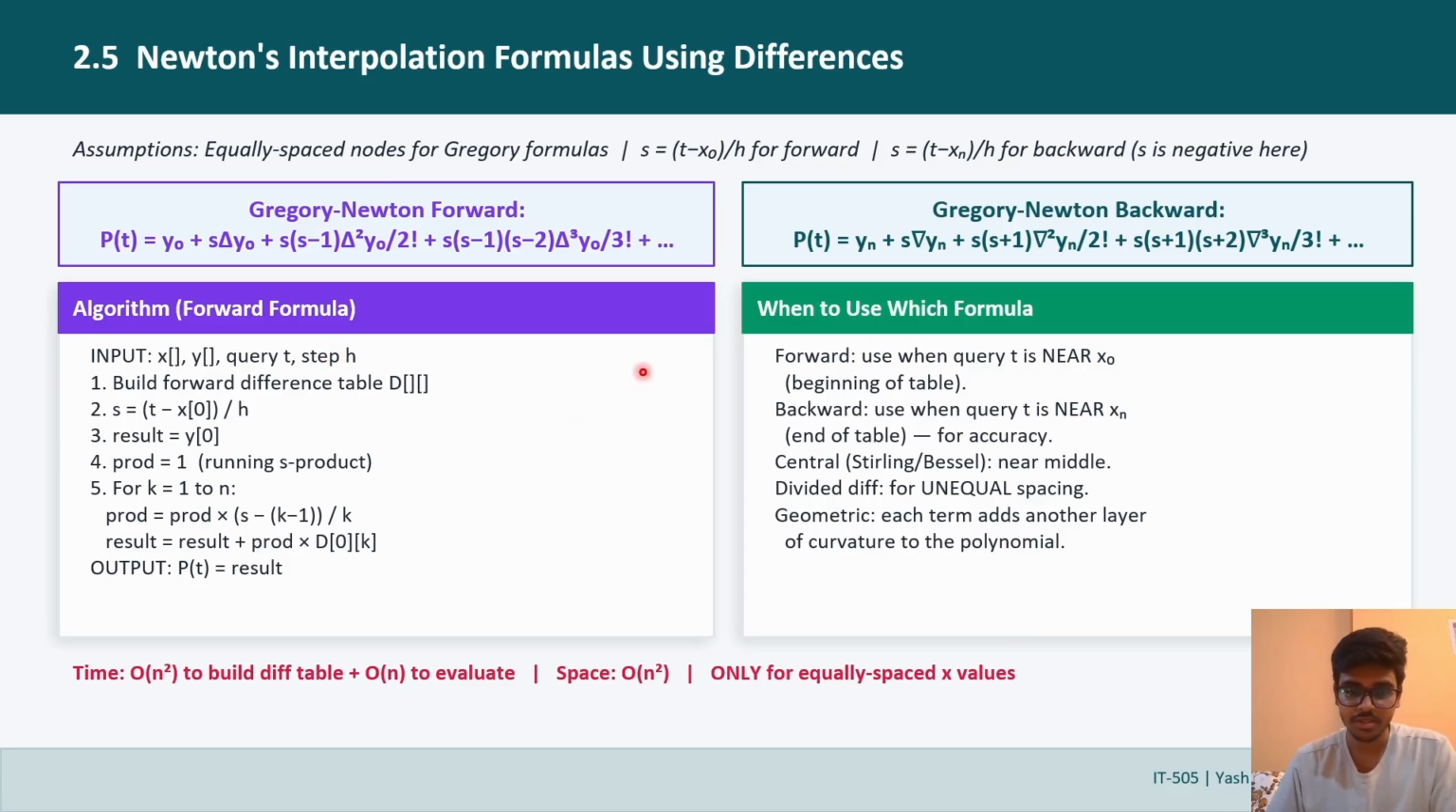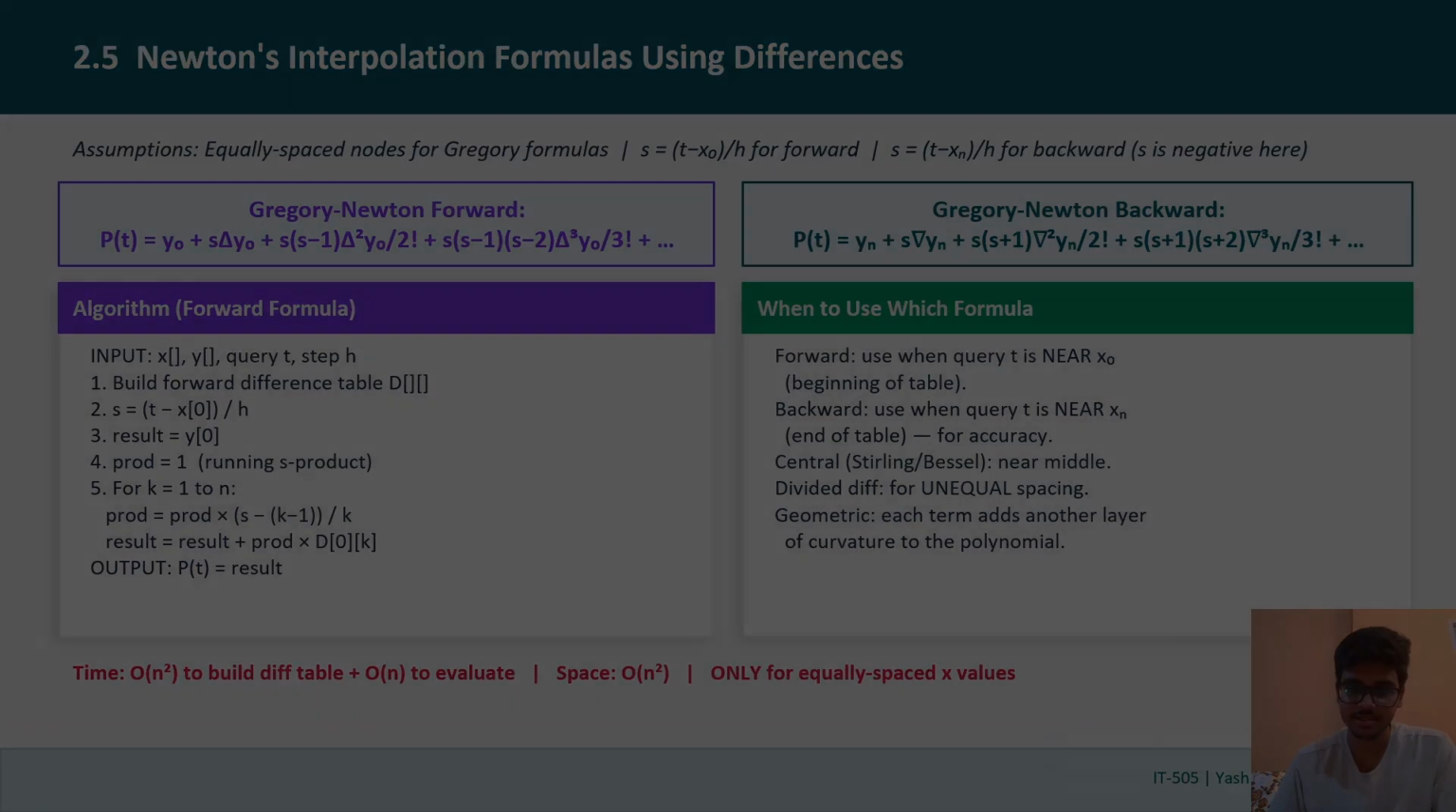Now, which formula to use? Forward is most accurate when the query point is near the beginning of the data table, because that is where the forward differences are most reliable. Backward is most accurate near the end of the table, and central formulas like Stirling and Bessel's are best near the middle. Time complexity is O of n squared to build and O of n to evaluate. Space complexity is O of n squared, only for equally spaced data. That is the critical constraint.